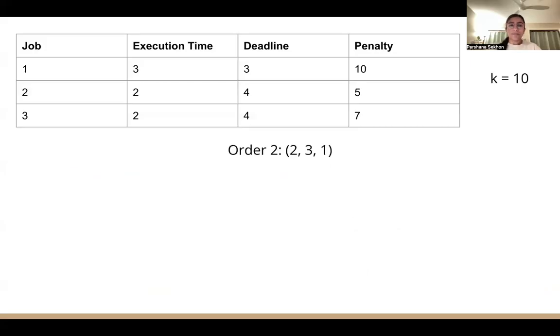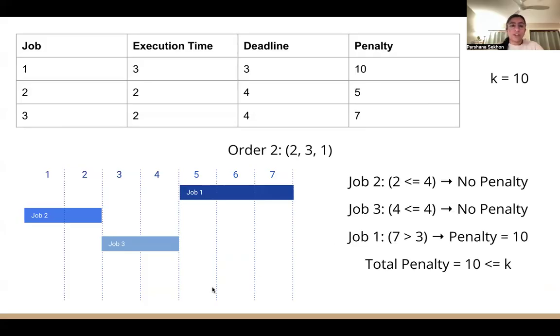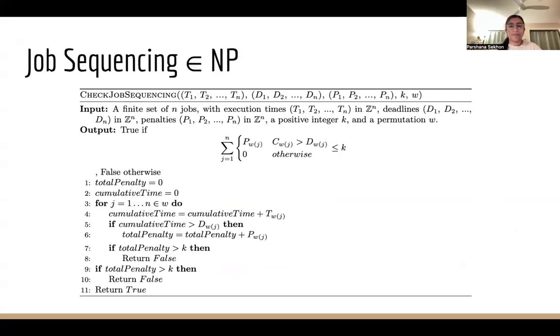Then let's look at this one. This ordering is where we put job 2 first, and then job 3, and then job 1 on this machine. We can see that job 2 finishes by time 2, which happens to be within its deadline of 4, so no penalty occurs. Job 3 finishes by time 4, which is within the deadline, or by the deadline, so no penalty has occurred. Job 1 finishes by time 7, which is past its deadline of 3, and thus a penalty of 10 is applied. Then, again, we take the summation, we get 10, that's less than or equal to k. This is a valid sequencing, a valid permutation solution.